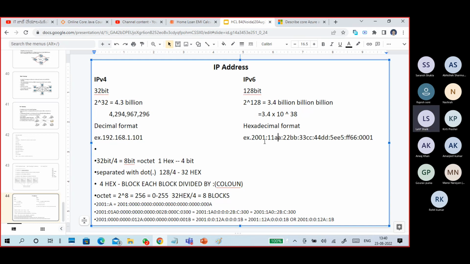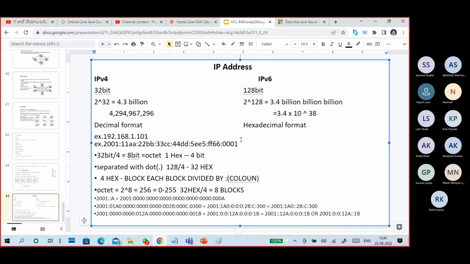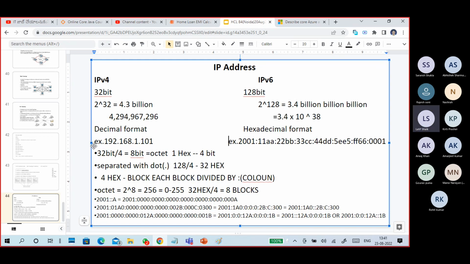But if you see here, it is 2001. The 2 is hexadecimal, 0 is also hexadecimal, 1 is also hexadecimal. There is a colon. This is one block. A, B, C, D are also there, which are hexadecimal. Last class I told you about how decimal numbers work. So IPv4 is in decimal format and IPv6 is in hexadecimal format.